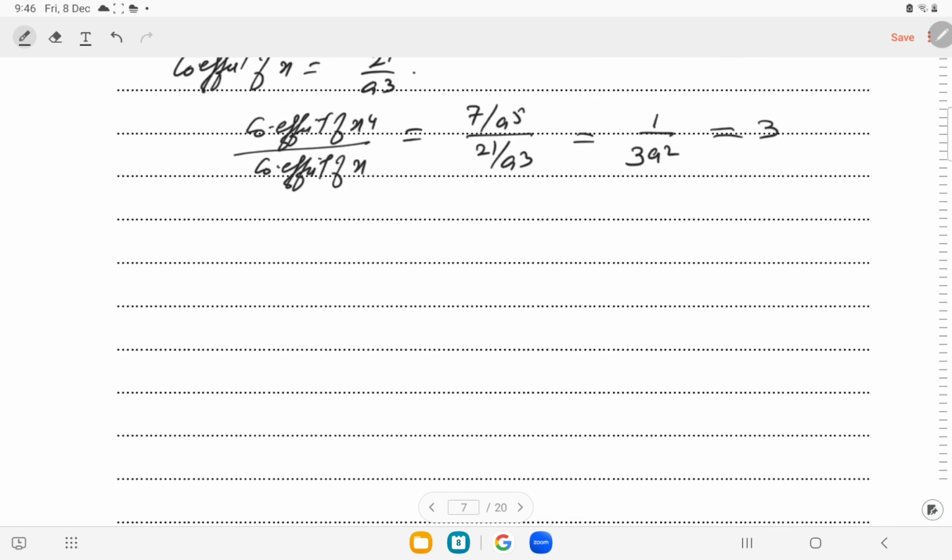So now simplify: 1 over 3a2 is equal to 3. Do the cross multiplication, we get 9a2 is equal to 1. a2 will be 1 by 9.